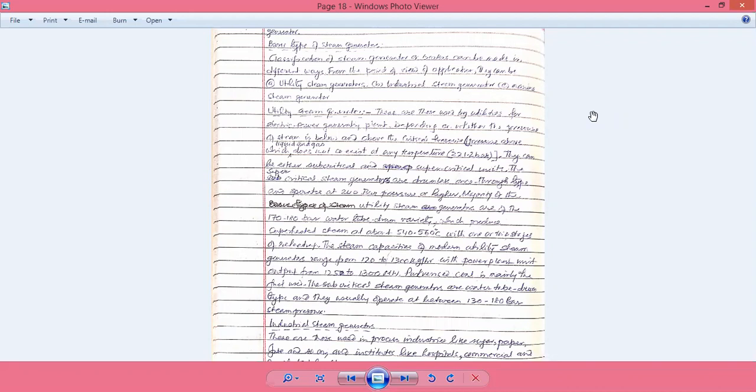So utility generators, as defined, are generally used by the utilities of electric power generating plants. Whatever power we are getting in our homes, in college, and in our industries, is being made from the utility steam generating process.